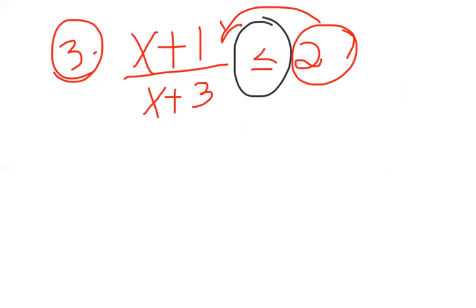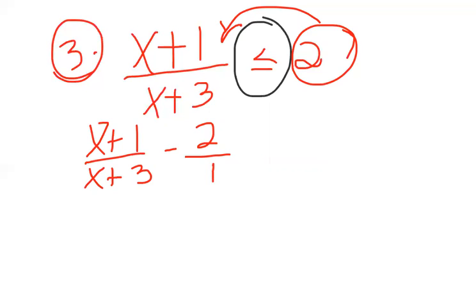So this becomes x plus 1 over x plus 3 minus 2. Now we need to find the LCD. So remember, this 2 is over 1. The LCD would be x plus 3. So we'd multiply the denominator by x plus 3 and the numerator by x plus 3. Remember, whatever you do to the denominator, you must do it to the numerator.